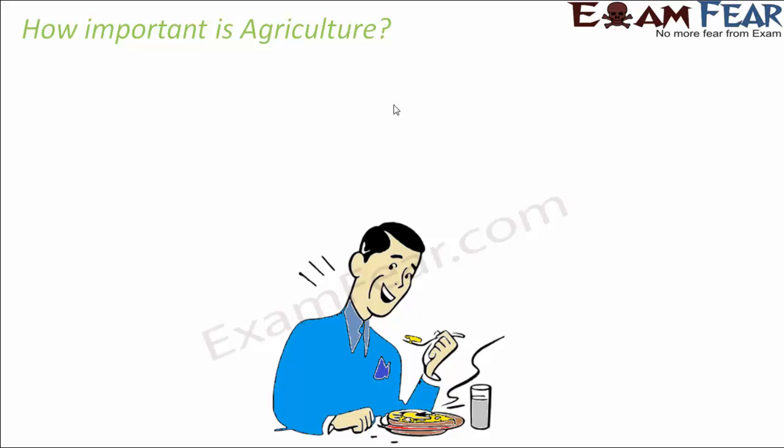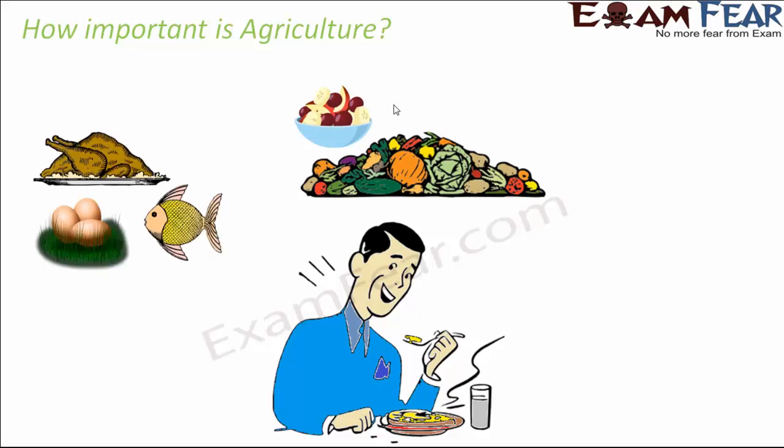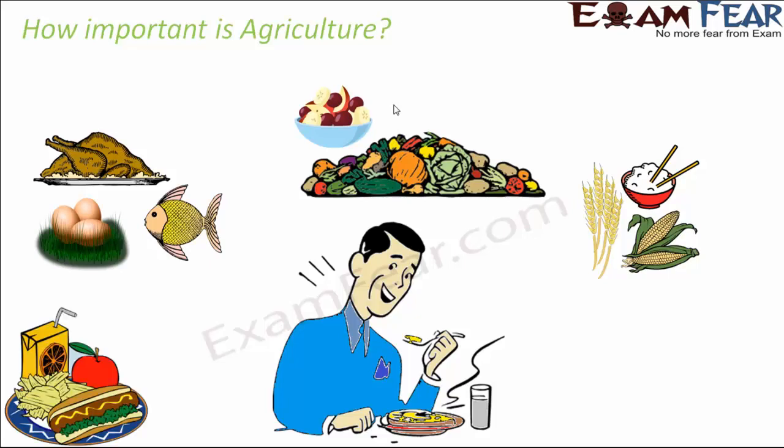So do we eat all those things? No, we don't. So what do we eat? We eat either fruits or vegetables in some form, either raw or cooked, or we eat animal products like meat, fish or egg, or maybe food grains, for example rice, wheat, corn, or even fast food, if you consider the pizzas and the burgers which you eat when you go out.